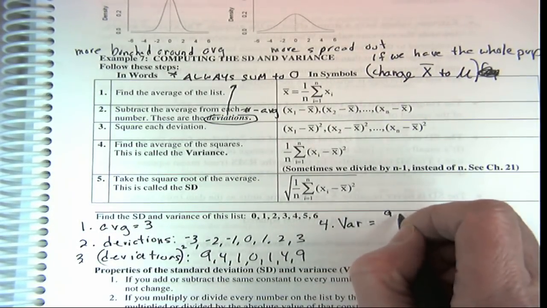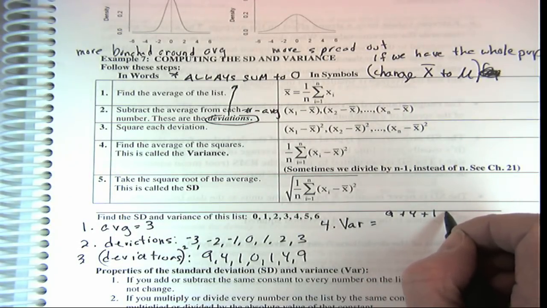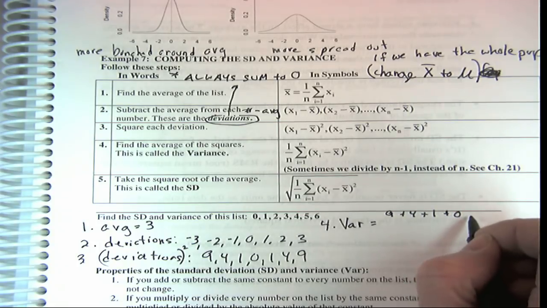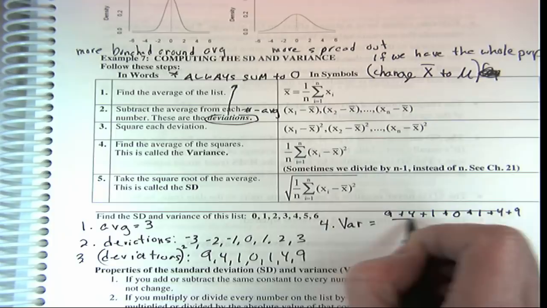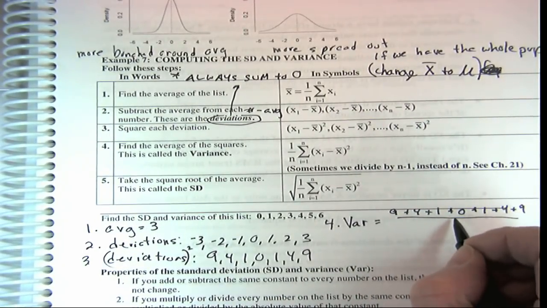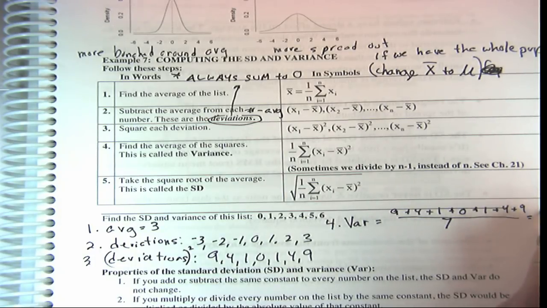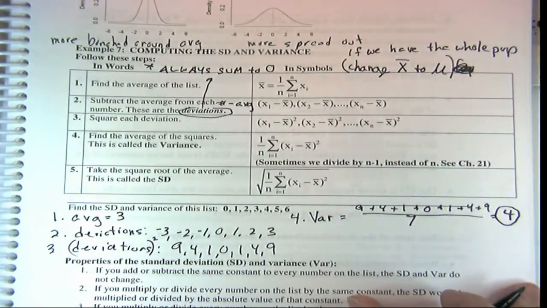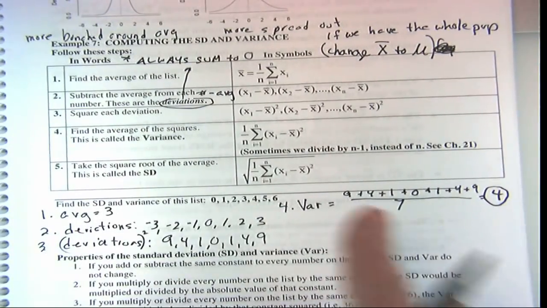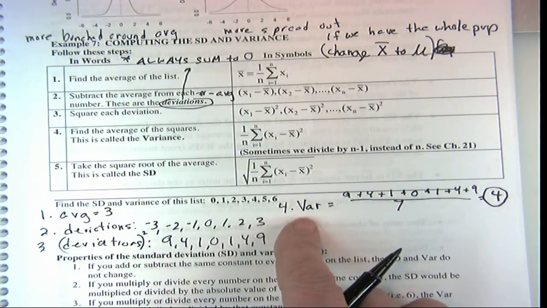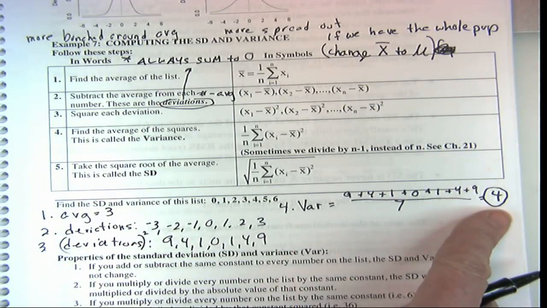So it would be 9 plus 4 plus 1, right? That's 14 plus 0 plus another 1 plus 4 plus 9. So that's another 14, 28 over 7. So that would be 4. Okay. And that is a very, very common measure of the spread. It's used all the time.